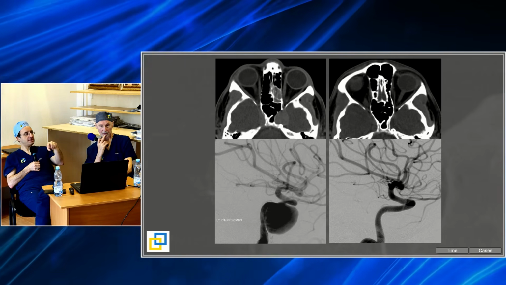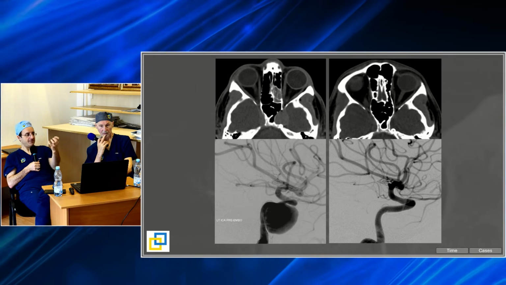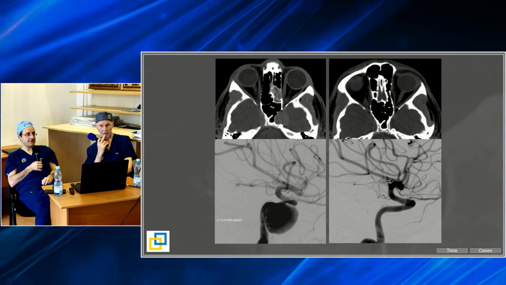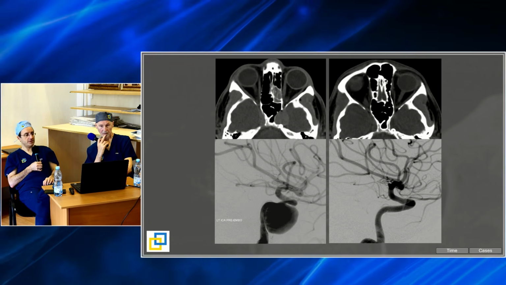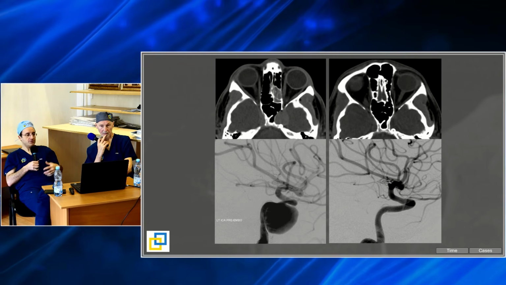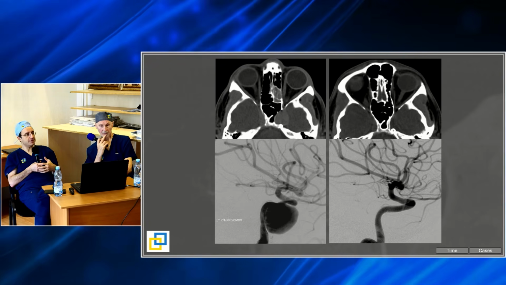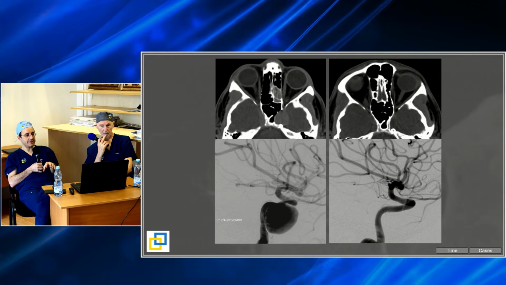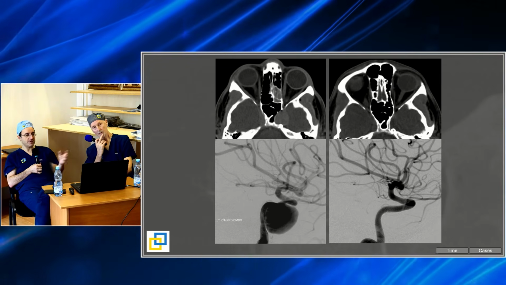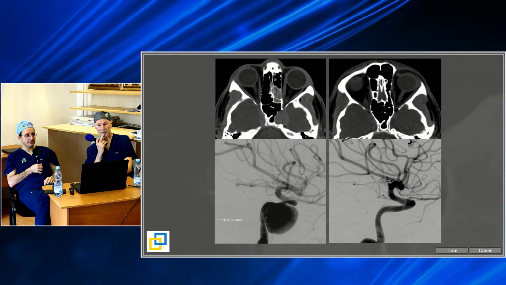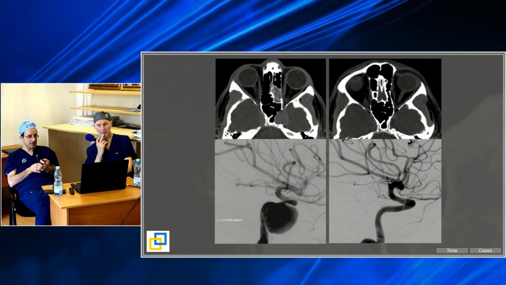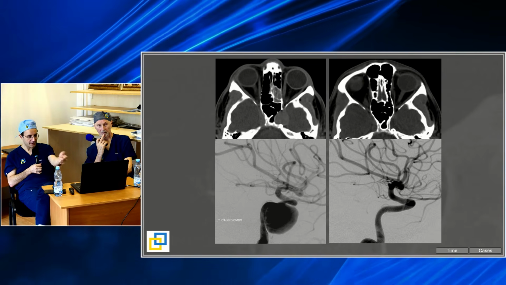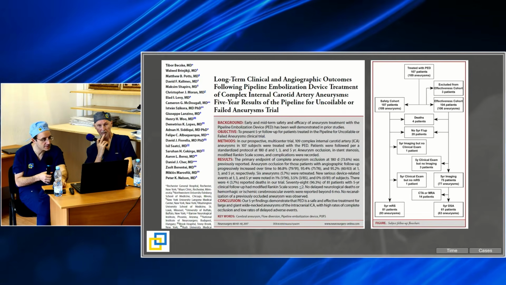Even if the aneurysm does not completely shrink, the fact that the aneurysm is decreasing in size, and many of them do, especially the larger ones, tells you that you've changed the biology. For whatever reason, there's less transmural pressure, and the aneurysm ultimately will shrink. And that's where the mass effect, of course, is improved.